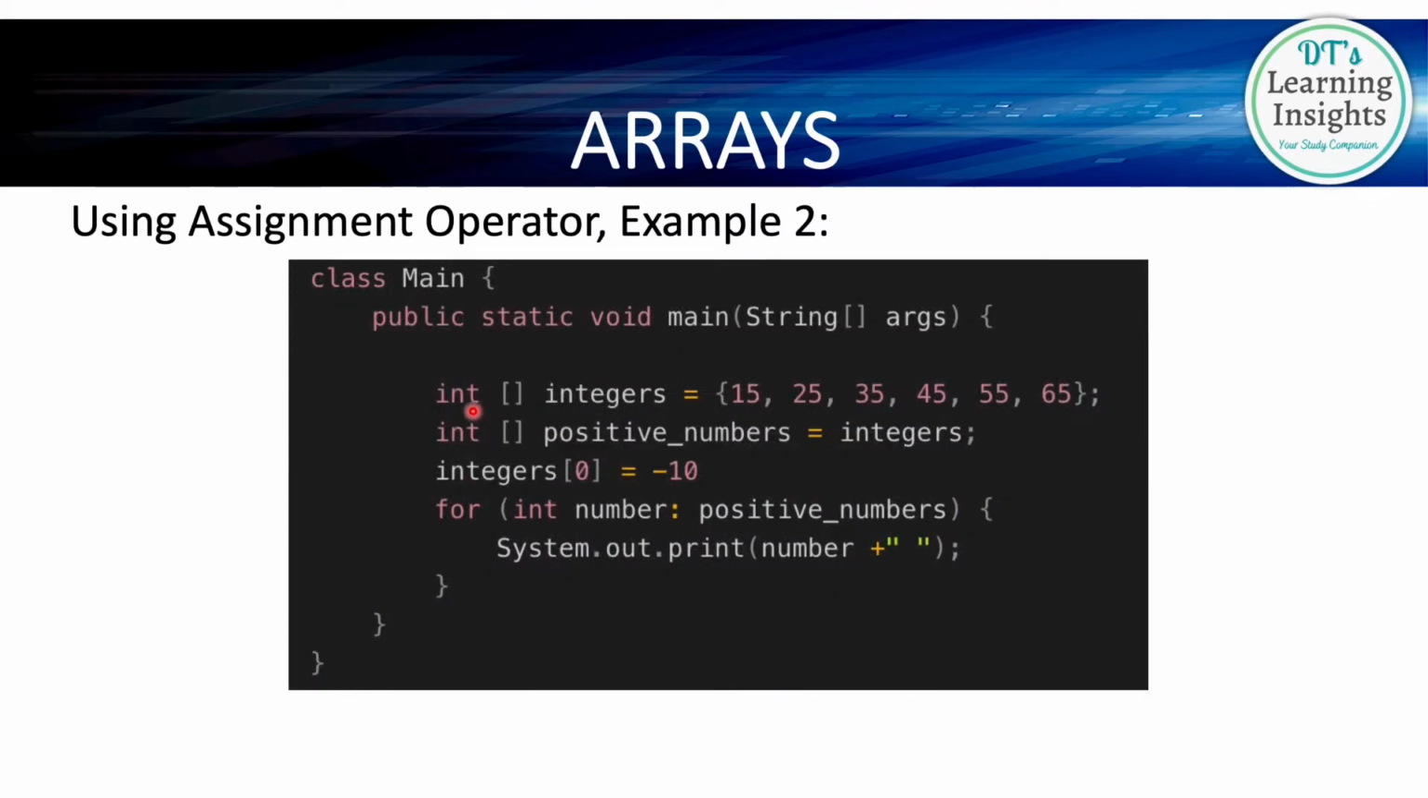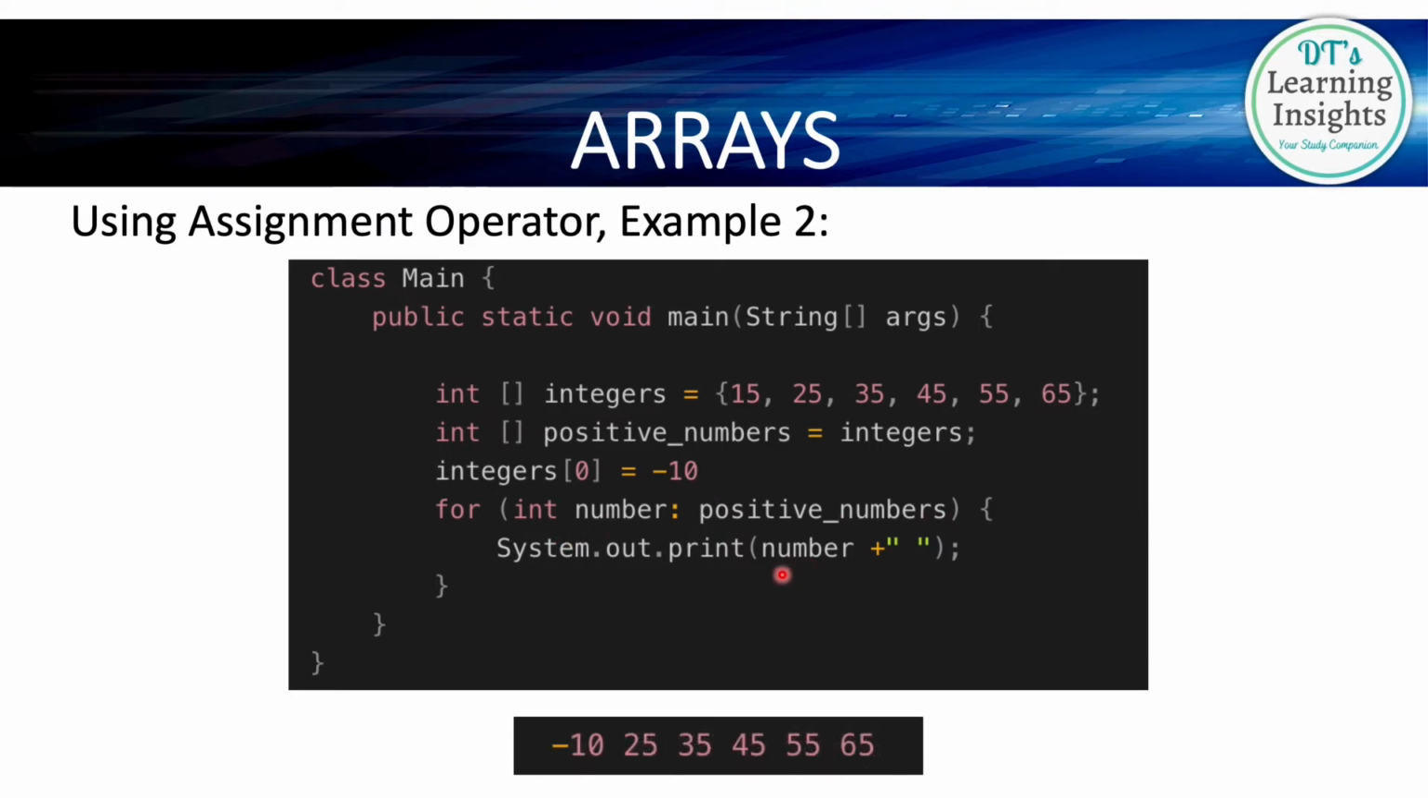Now look at this example. Once again, we are creating the array called integers with a set of elements, and this array called positiveNumbers is equal to integers. Since we are just copying these references, we change the element at the first index to -10. Previously it is 15, it's getting changed to -10. And then each of these elements are printed out. The issue is that we change them only for the array integers, but it is getting changed even for the positiveNumbers array. This is due to shallow copy.